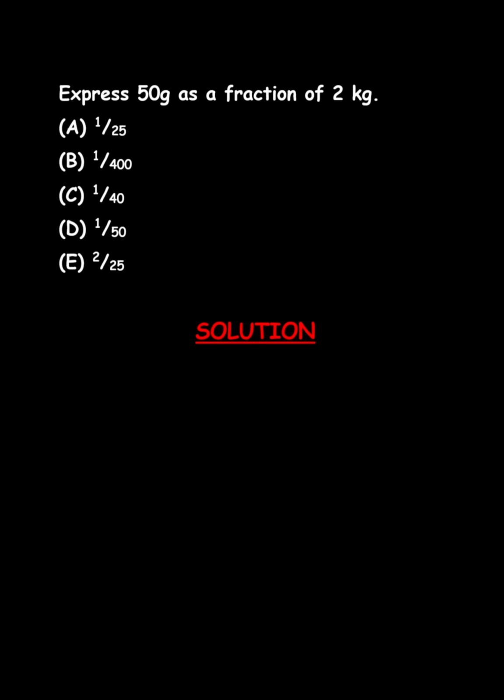Express 50 grams as a fraction of 2 kilograms. A. 1 over 25. B. 1 over 400. C. 1 over 40. D. 1 over 50. E. 2 over 25. Solution. Know that 1 kilogram equals 1,000 grams.